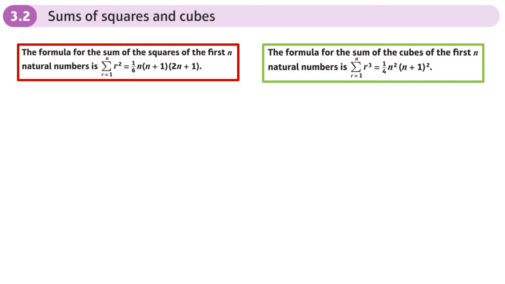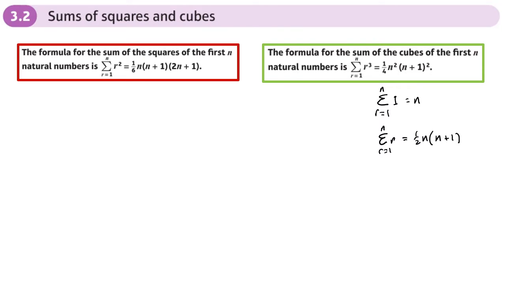This is the second and last section in the series chapter, and in this second section we're going to be looking at the sums of squares and cubes. Now we already know the sum of numbers like 1, so the sum from r equals 1 to n of 1 is n, and also the sum of r from r equals 1 to n, that is half n times by n plus 1.